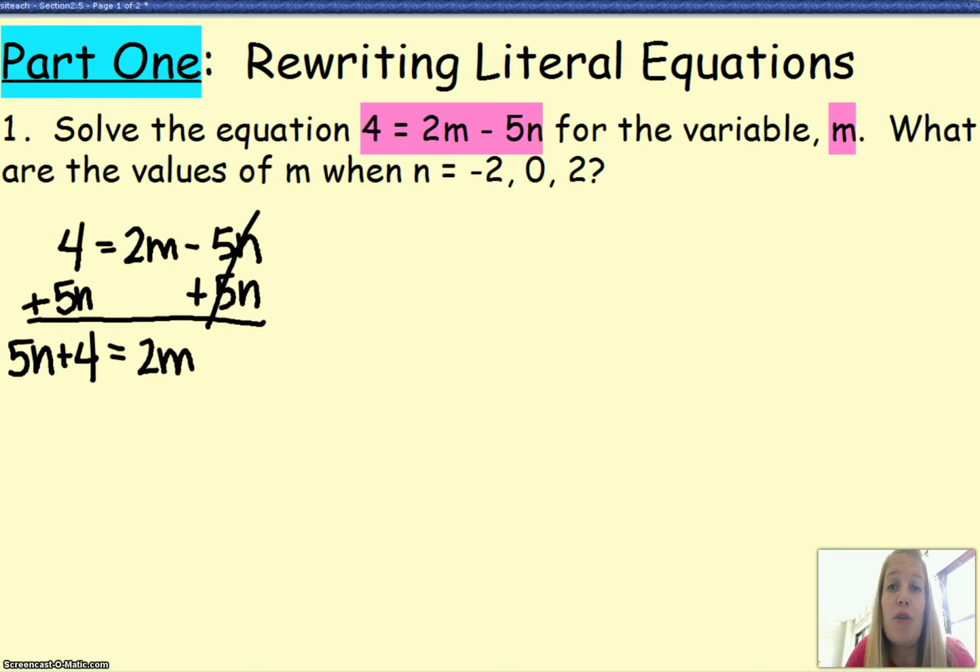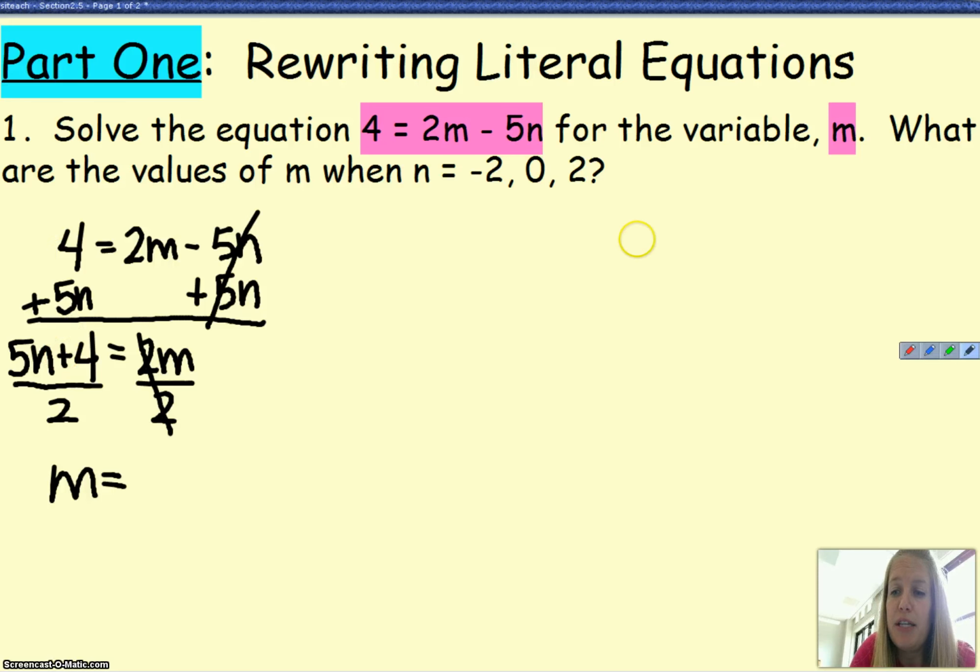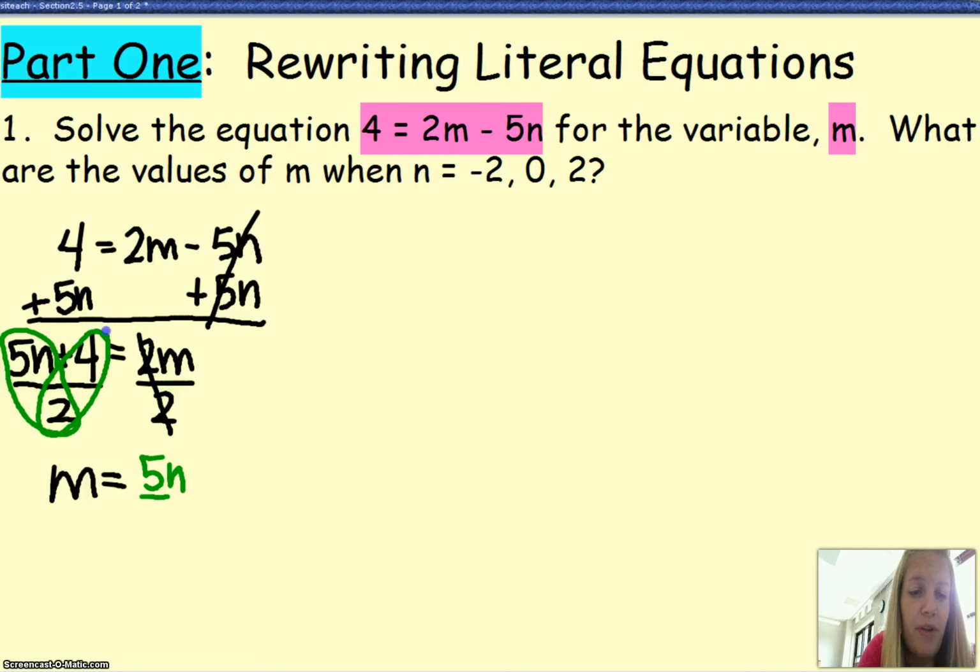Now you're almost there, except you have a 2 by your m. We just want m equals, so we need to divide everything by 2. And now this should kind of look familiar. So we're left with m here, m equals, and I always put it on the left side. In the last chapter we simplified this by dividing this 2 into both of these terms here. 5n divided by 2 would be 5n over 2 plus 4 divided by 2 is 2.